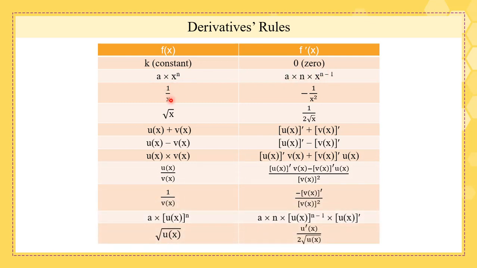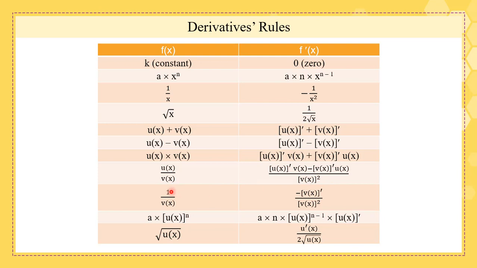If the function is 1 over x, its derivative is minus 1 over x squared, and the derivative of the square root of x is 1 over 2 the square root of x, and the derivative of u plus v is u prime plus v prime. The derivative of u minus v is u prime minus v prime. And the derivative of u times v is u prime v plus v prime u. Now the derivative of u over v is u prime v minus v prime u over v squared.